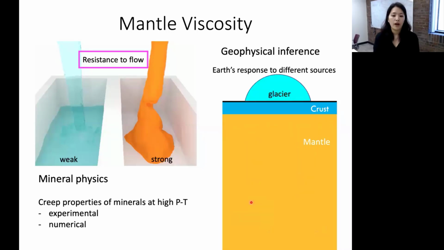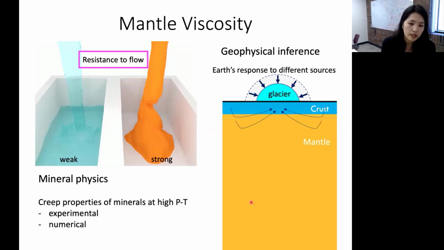The other really useful way to infer viscosity is using glaciers. If you think about it, since the last glacial maximum, this ice mass has been shrinking at the Earth's surface. So again, the mantle surrounding it is flowing, responding to the change in the surface mass. And we basically call this glacial isostatic adjustment. Using this, you can also infer the mantle viscosity.